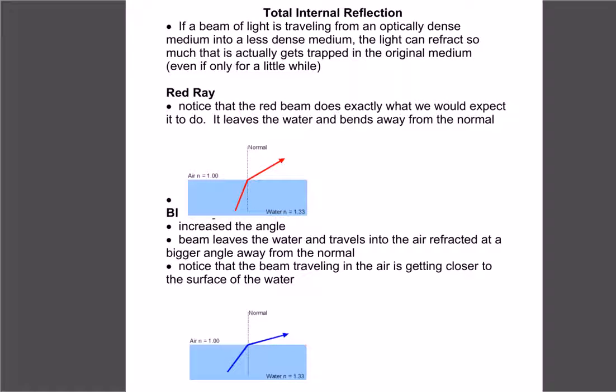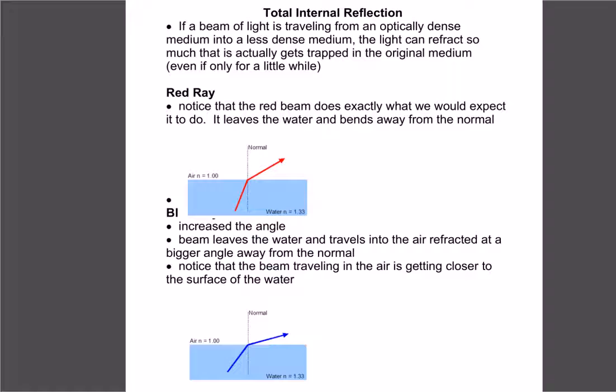Okay, today we're going to continue with refraction and reflection, but we're going to look at special cases. The first topic we're going to look at is what we call total internal reflection. This only occurs when we go from a high density object to a less dense object, like light going from water to air.